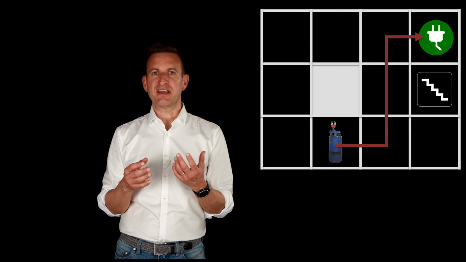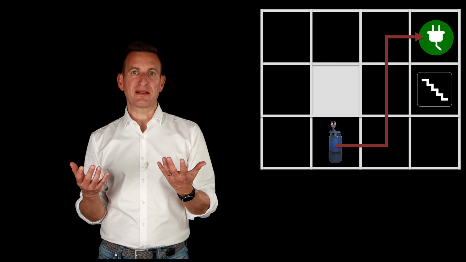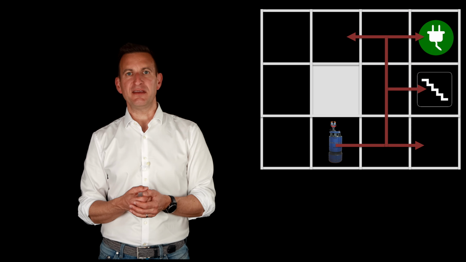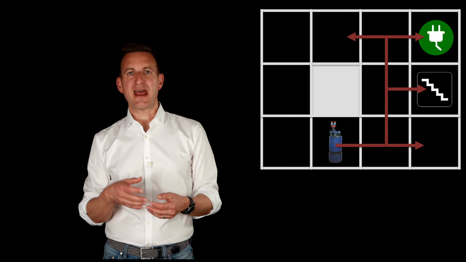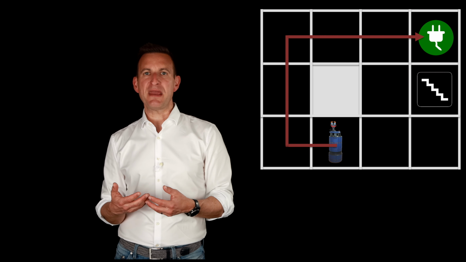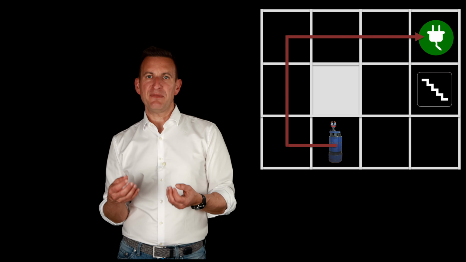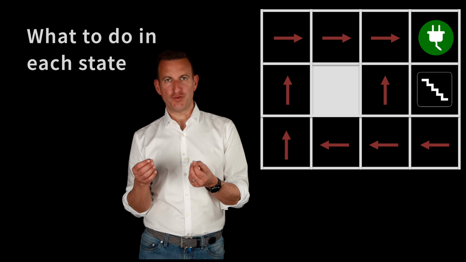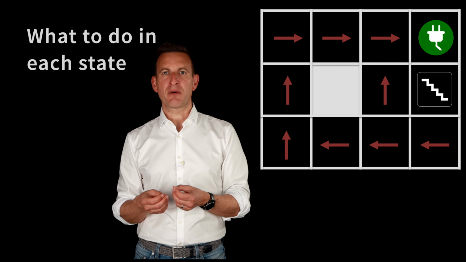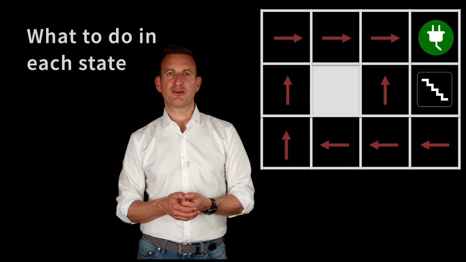If we, however, take into account that some unexpected thing may happen, the robot executes a random command with a certain probability, or in a certain set of cases, then it can happen that the robot accidentally falls down the staircase. And how should we behave in order to avoid that? What the MDP does, it tells you what to do in every state, to compute a so-called policy, which minimizes the probability of the robot falling down the staircase.